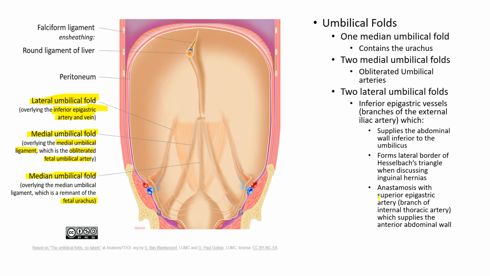Additionally, there is anastomosis with the superior epigastric artery, which is a branch of the internal thoracic artery that supplies the anterior abdominal wall.